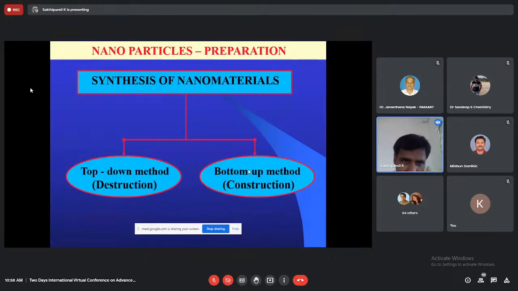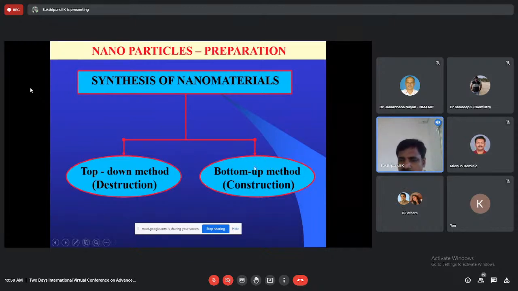There are two methods available to prepare nanomaterials. One is a top-down approach, another is a bottom-up approach. Top-down approach means any bulk material can be converted into nano. Bottom-up approach means the atoms and molecules will be arranged to get the nano size.